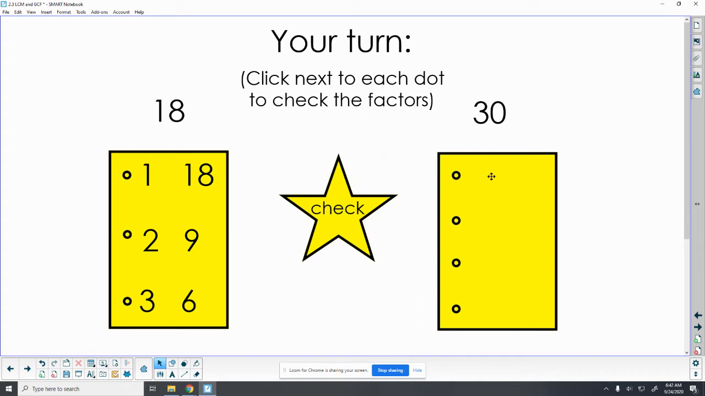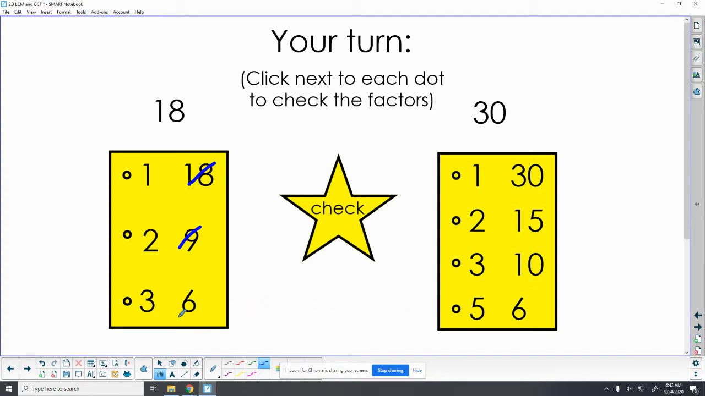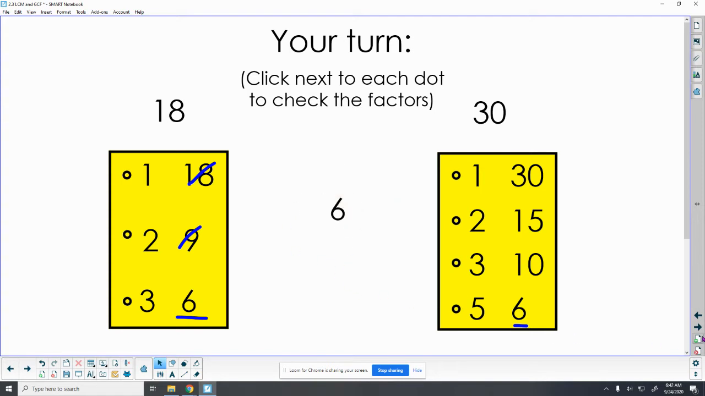Then for 30, I have 1 times 30 always. Can 2? Yes, it's even. 2 times 15. Can 3? Yes. 3 times 10. Can 4? No. Can 5? Yes. 5 times 6, and there's 6. So now we're looking for the greatest common factor. Do they both have 18? No. Do they both have 9? No. Do they both have 6? Yes, they do. So the GCF of 18 and 30 is 6.